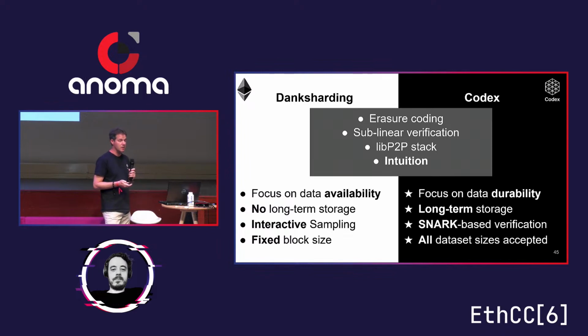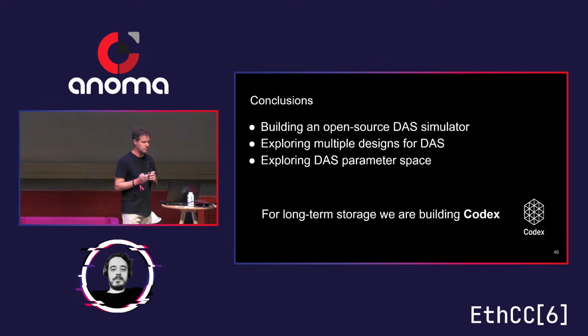There are differences as well. Danksharding is focusing on data availability. In storage, we are focusing on data durability. Danksharding doesn't need long-term storage. You just need to prove that things were released, and that's fine, and you are not doing this for the long term. We are doing long-term storage. Danksharding is doing interactive sampling. Nodes are going and sampling. We are doing SNARK-based verification, but both are sublinear verification. Danksharding is using fixed block size. We are accepting all data sets. But overall, it's very useful for us.